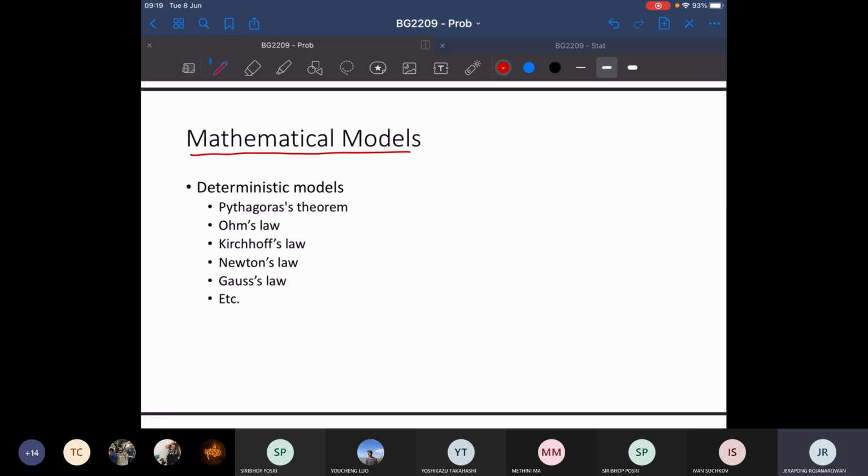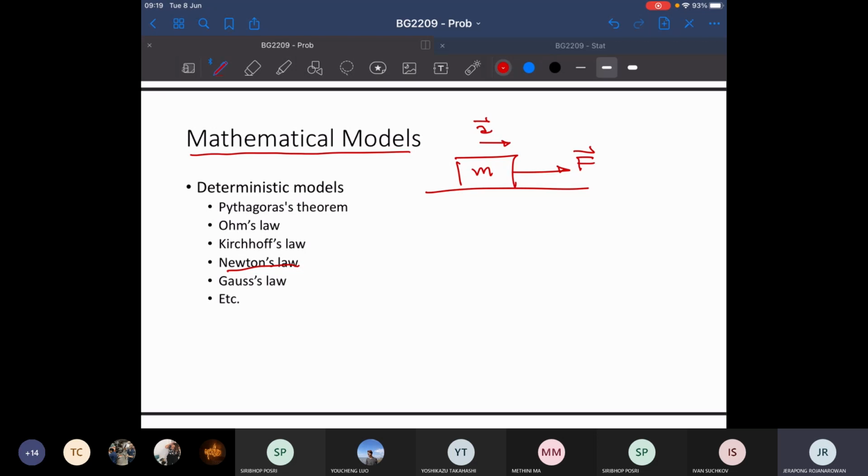The one that you study in engineering is going to be called mathematical models. A mathematical model is going to be the models that we study in physics, for example, Newton's law. For example, you have a box here with the mass m. You pull the rope with the force F. It's going to be accelerating with the acceleration a, right?